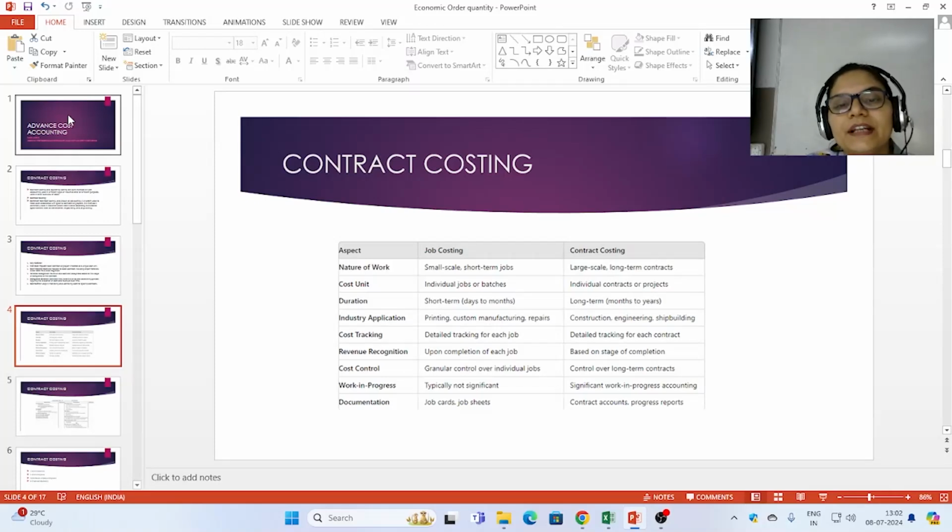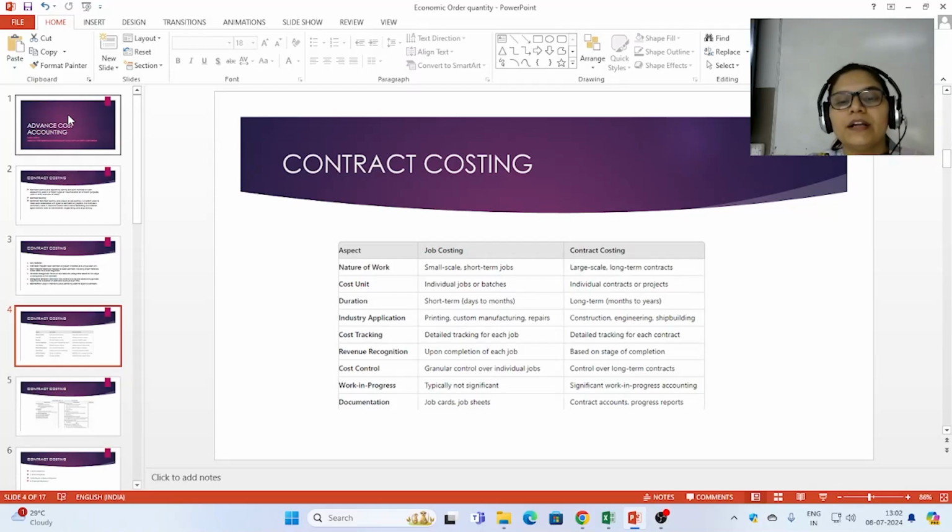Cost tracking: detailed tracking for each job, and detailed tracking for each contract is done. Revenue recognition: in job costing, revenue is recognized when the full job is complete. But in contract costing, revenue is recognized upon the stage of completion of the contract. Cost control: granular control over individual jobs, and control over long-term contracts. Work in progress is typically not significant in job costing, but in contract costing, work in progress holds great significance.